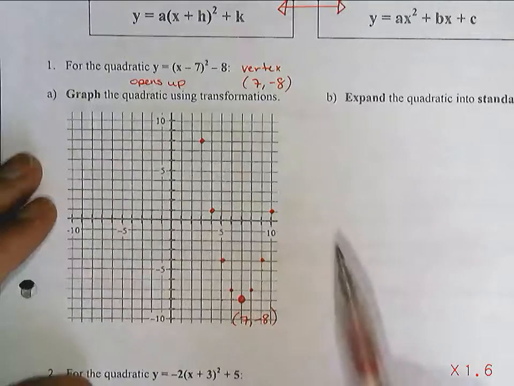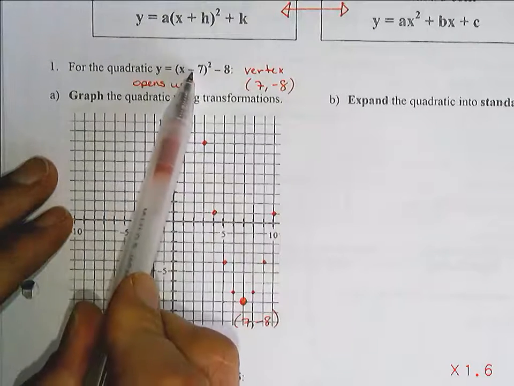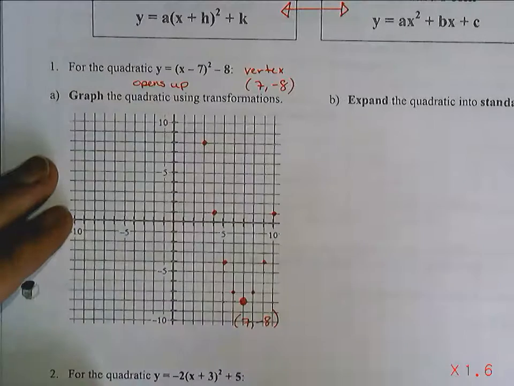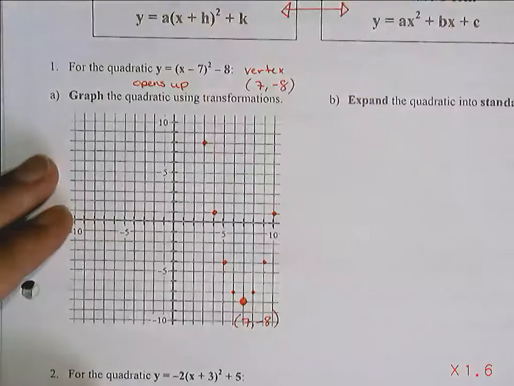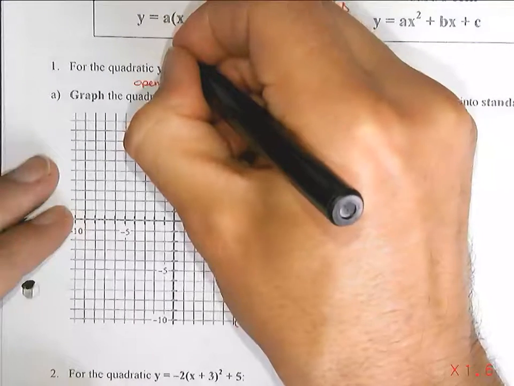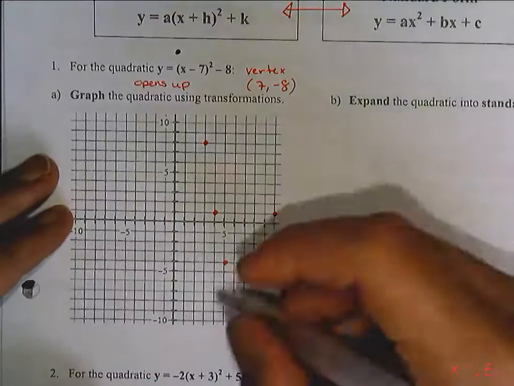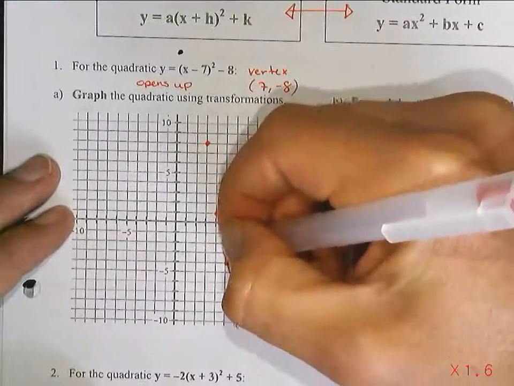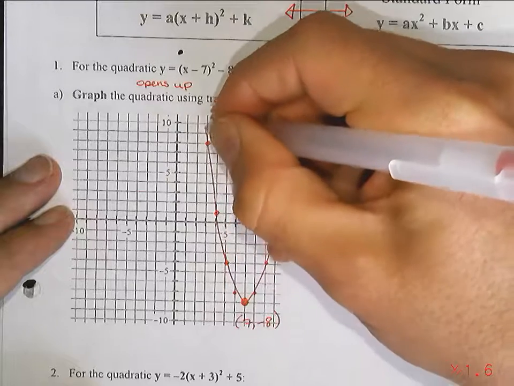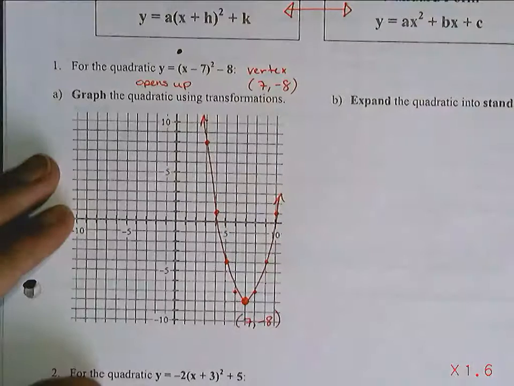Let's see if I can figure out what the y-intercept would be. If I let x equal 0, it would be negative 7 squared, which is 49. 49 minus 8 would be 41. So this y-intercept way up here somewhere would be 0 comma 41. Way up here somewhere, it's going to cross the y-axis. But this is what we know so far. It's going to look something like this. Okay? So that's kind of cool.